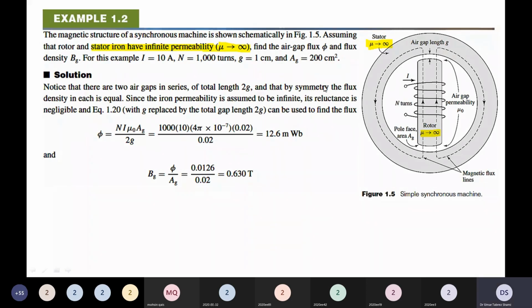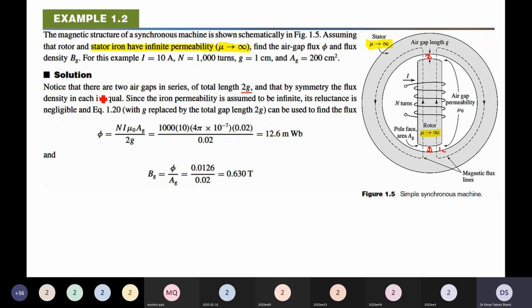So notice that there are two air gaps in series, of total length 2g. This air gap is 1 centimeter, and the air gap on the top is also 1 centimeter. So the total air gap is 2 times g, that is 2 centimeters.